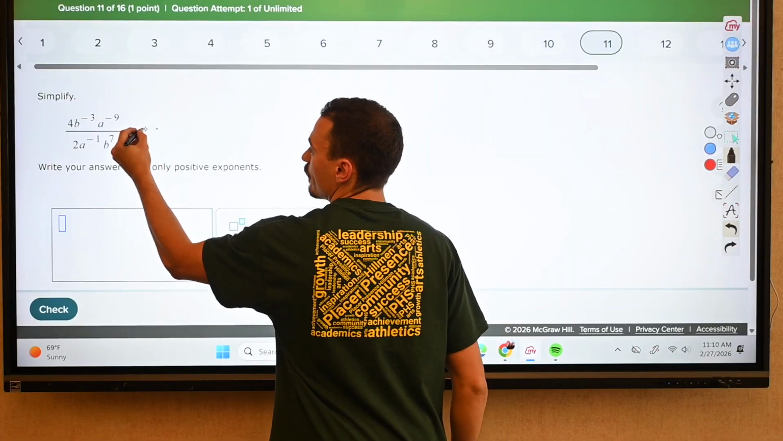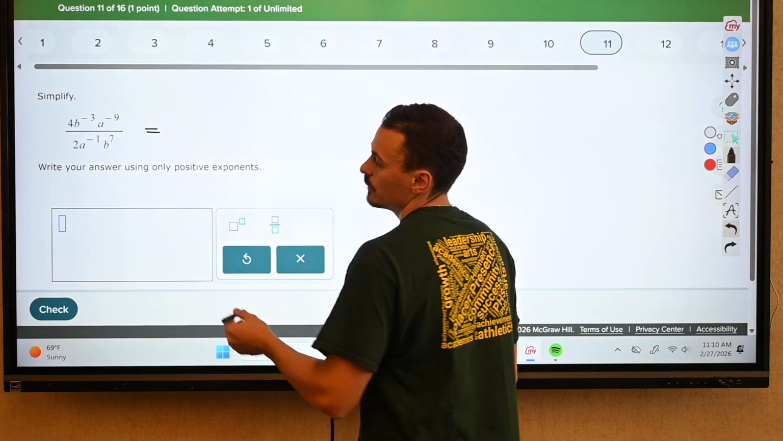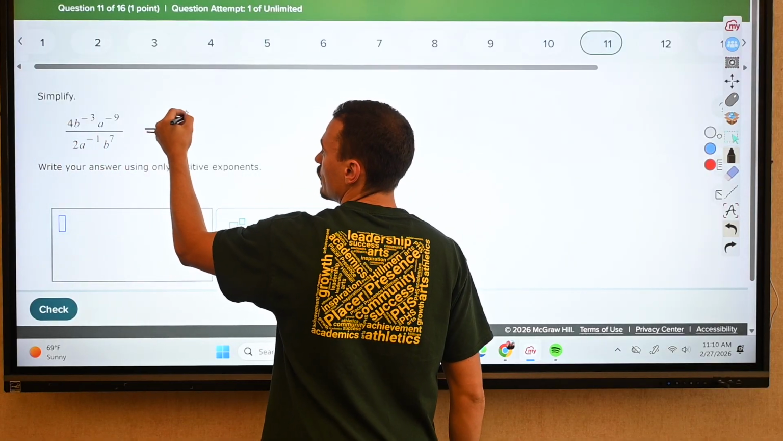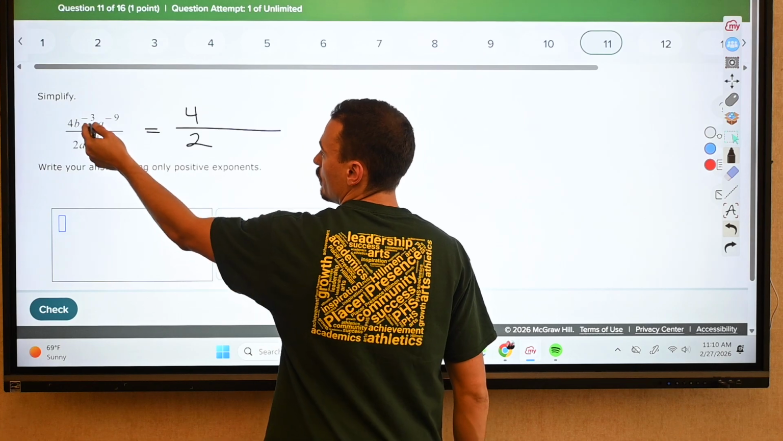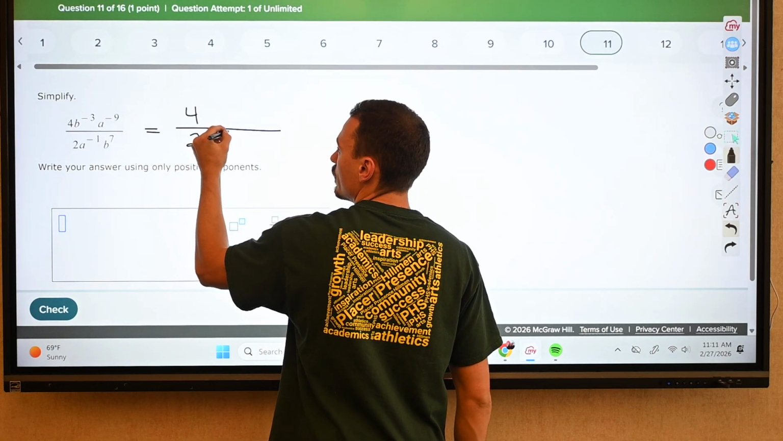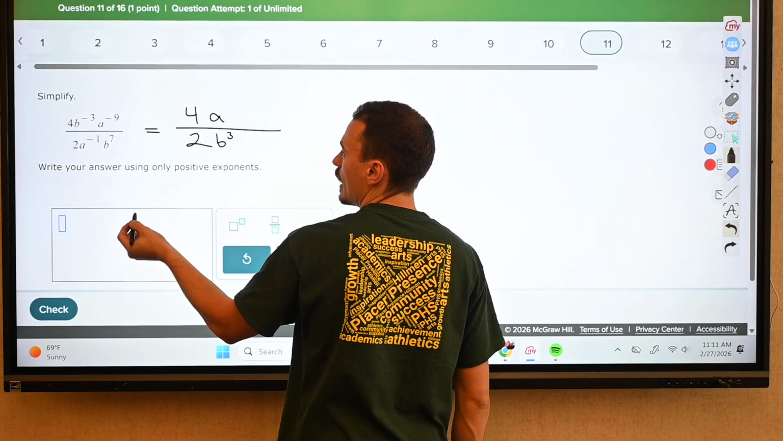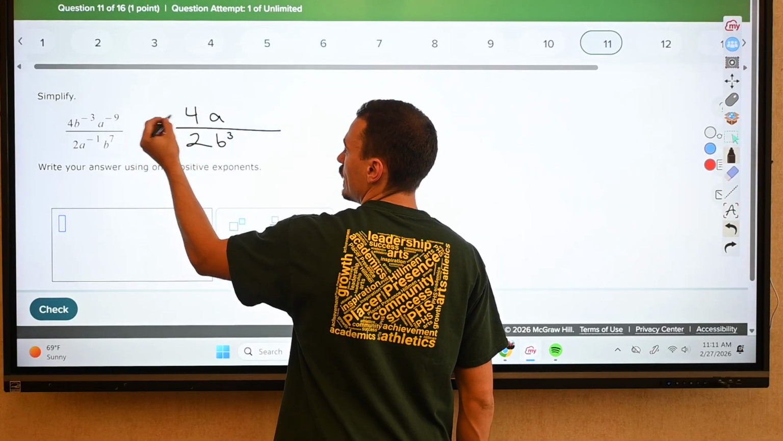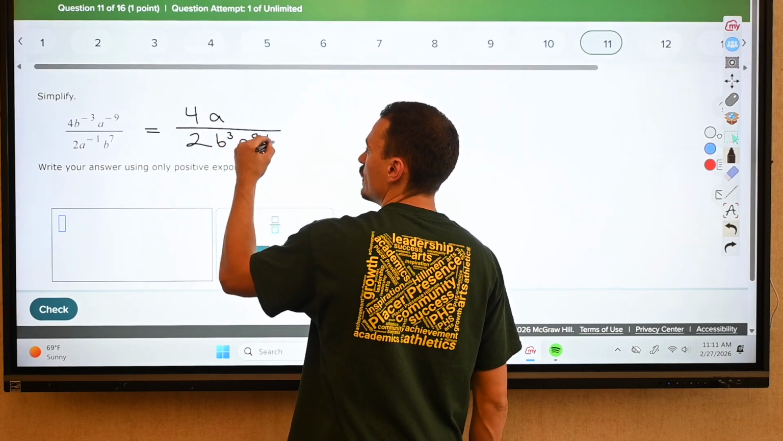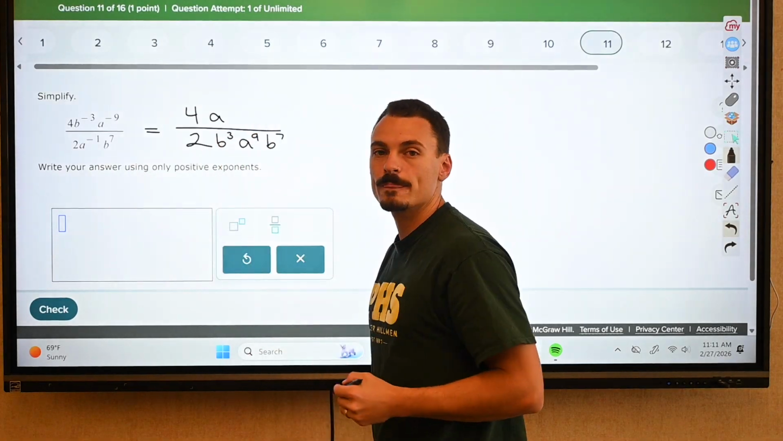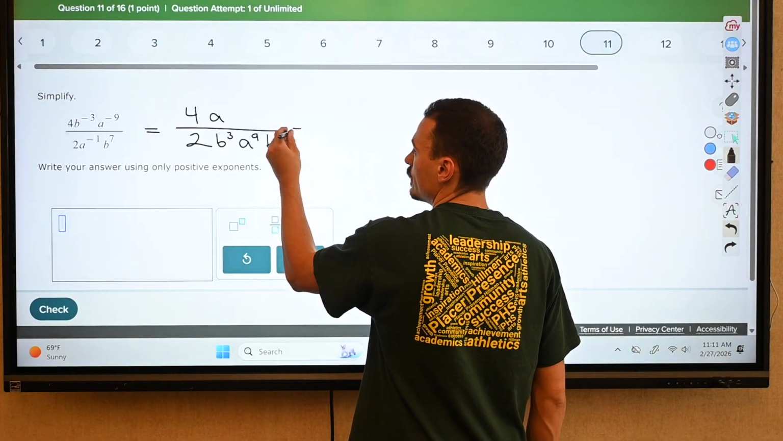Okay, I'm going to write it from here because it's a lot to write. So the 4 and the 2 are going to stay where they're at. b to the negative 3 will go to the bottom, flip it, make it positive. a to the negative 1 goes to the top. a to the negative 9 will go to the bottom, as a to the 9. b to the 7 will stay on the bottom because it's already positive. We wouldn't want to flip it if it's already positive.